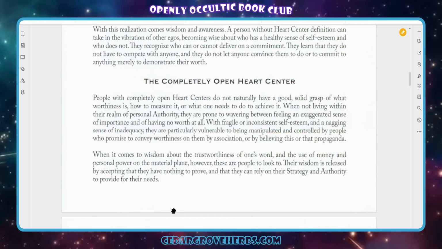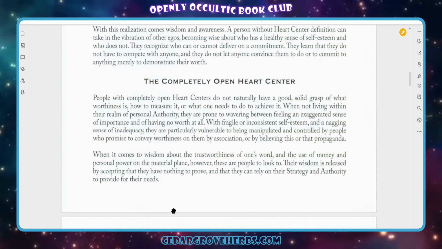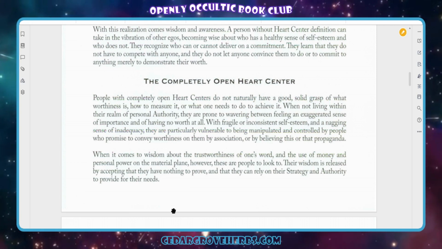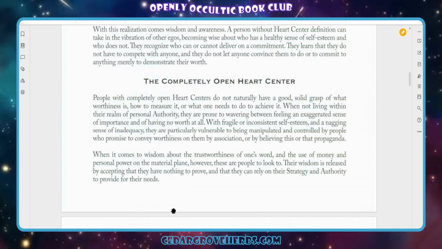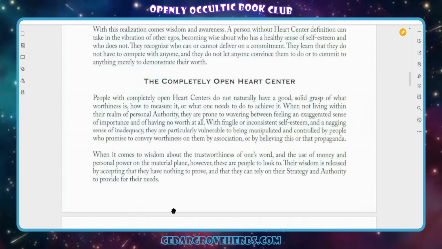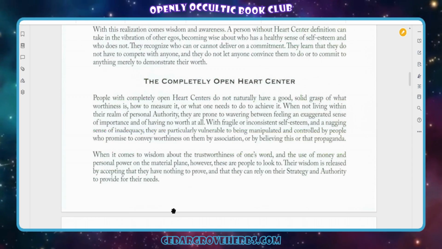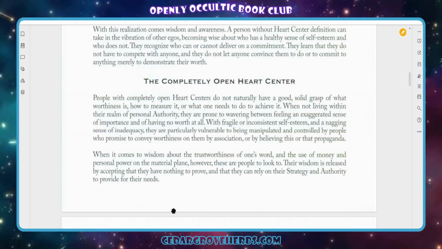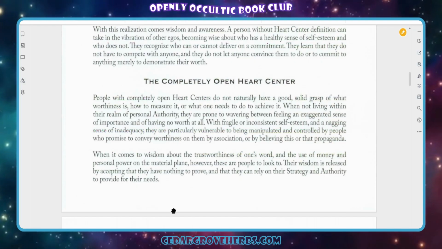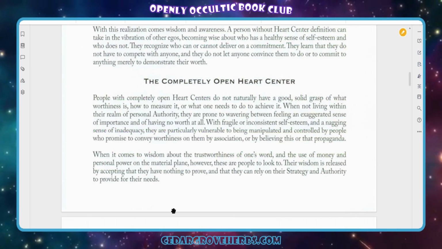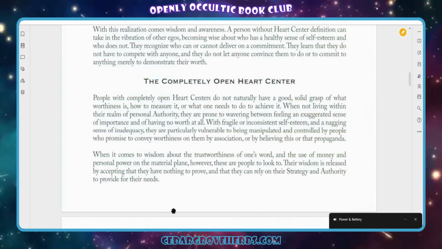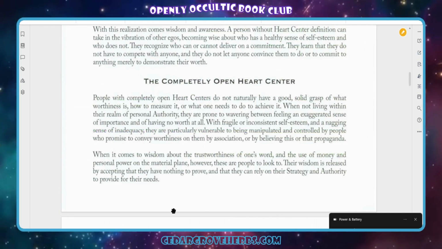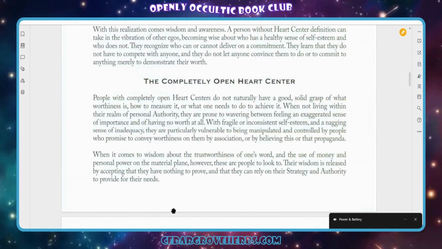With fragile or inconsistent self esteem and a nagging sense of inadequacy, they are particularly vulnerable to being manipulated and controlled by people who promise to convey worthiness on them by association or by believing this or that propaganda. When it comes to wisdom about the trustworthiness of one's word and the use of money and personal power on the material plane, however, these are people to look to. Their wisdom is released by accepting that they have nothing to prove and that they can rely on their strategy and authority to provide for their needs.